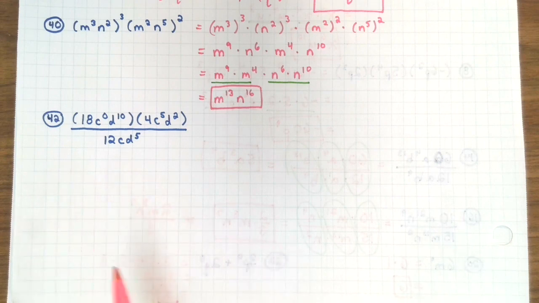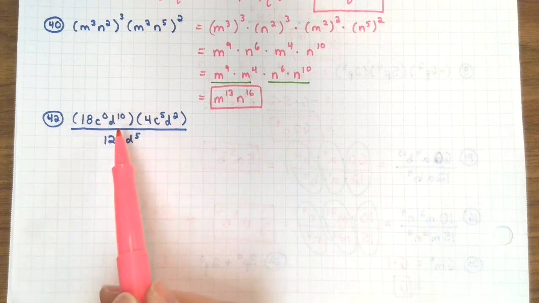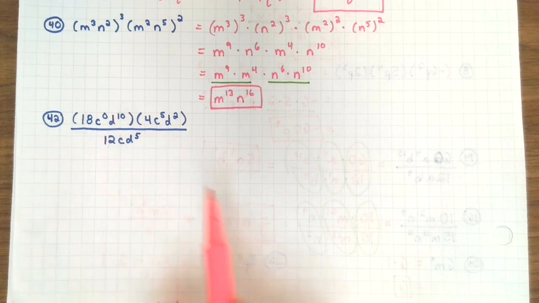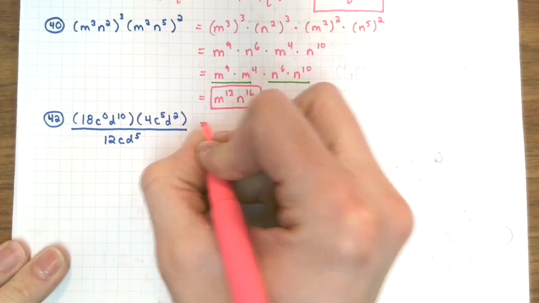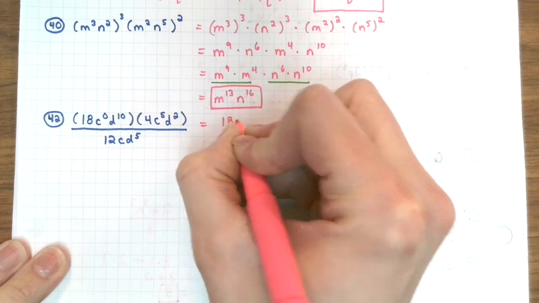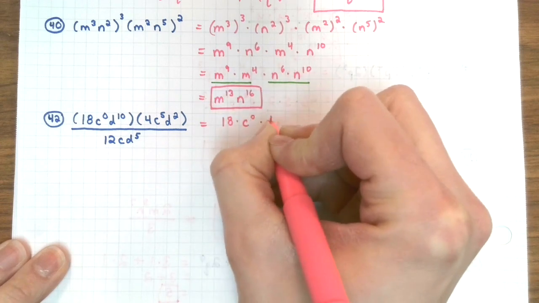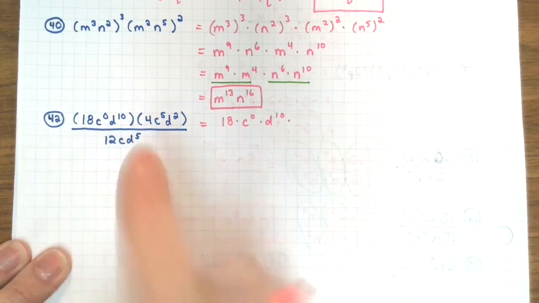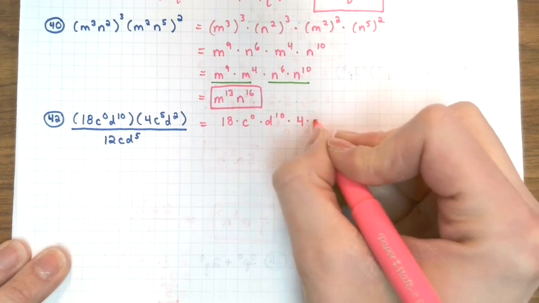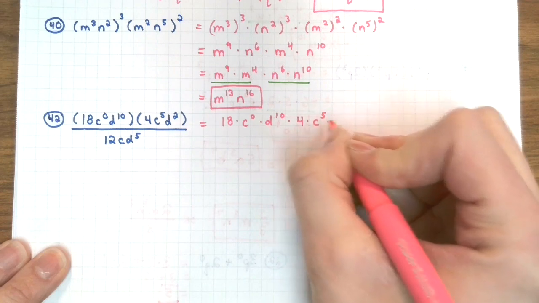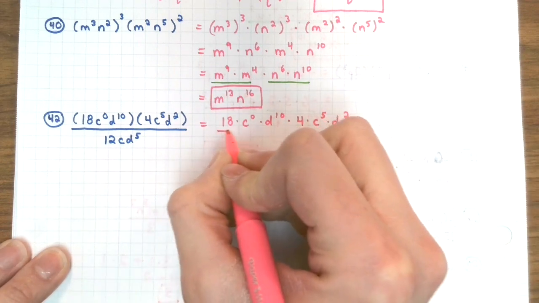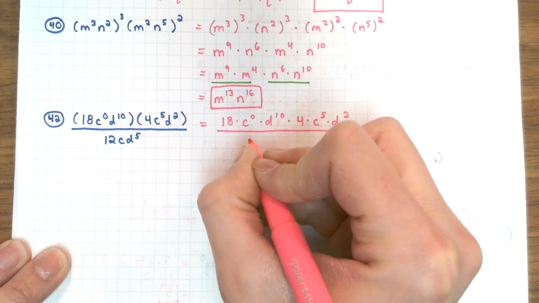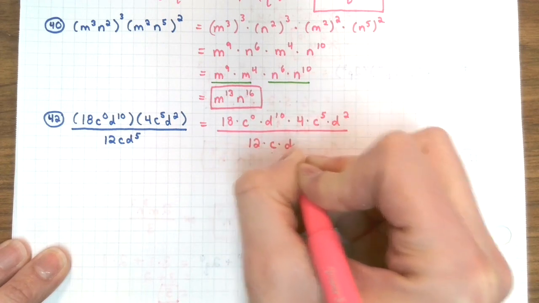Number 42 is a little bit more involved. Just like before, I would write this out so that this is a little bit more expanded and not so condensed on the top. So if we rewrite this out, we're going to have 18 times c to the 0 times d to the 10th times, because again, we can lose the parentheses since this is all multiplication on the top, 4, and then times c to the 5th times d squared. And this is all over 12 times c times d to the 5th.